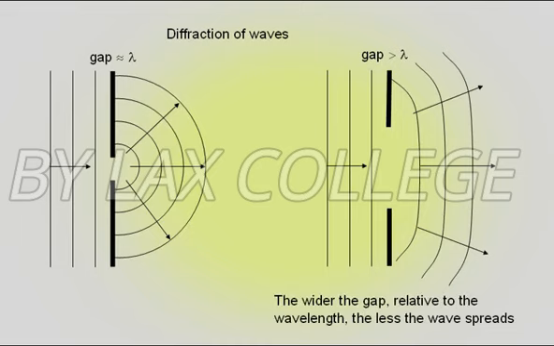Sound waves diffract as they pass through a doorway, which is why you can easily hear people talking in another room. We don't tend to see diffraction of light in everyday life, because light has a very small wavelength and so would only show significant spreading if it passed through a very small gap.